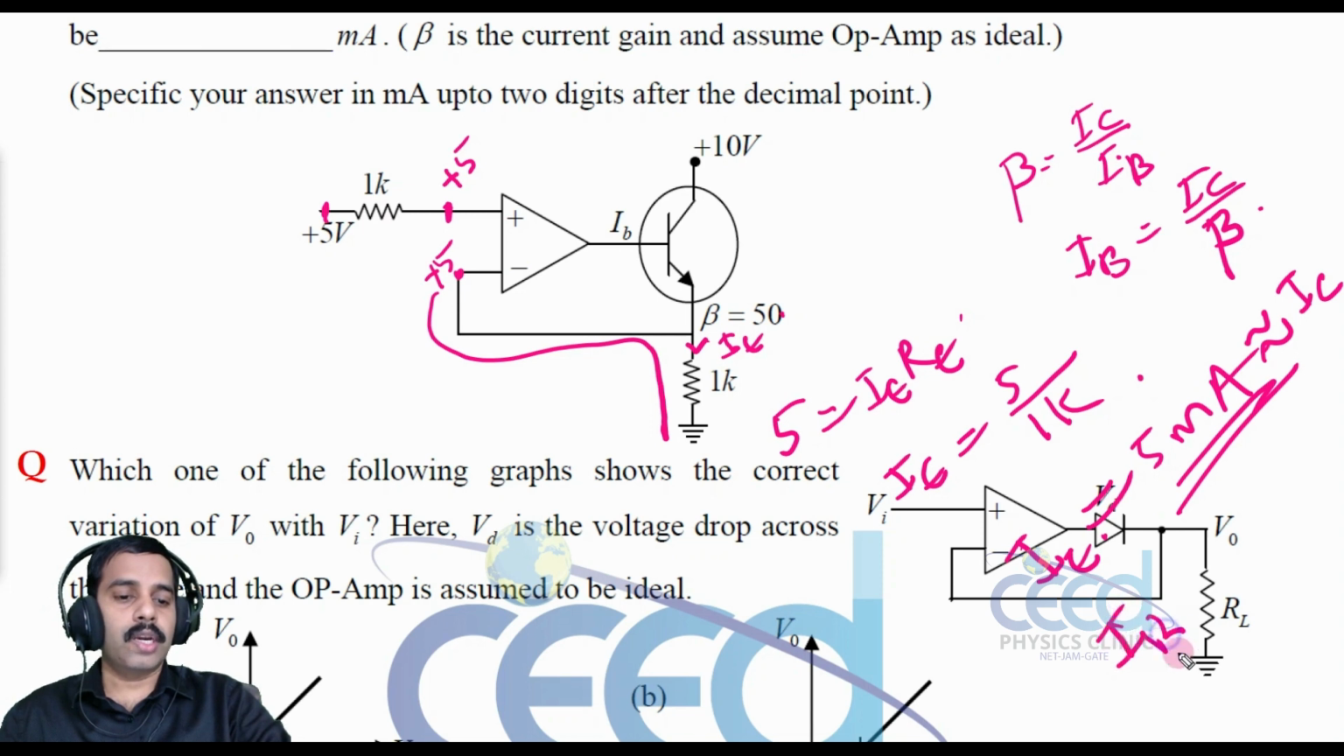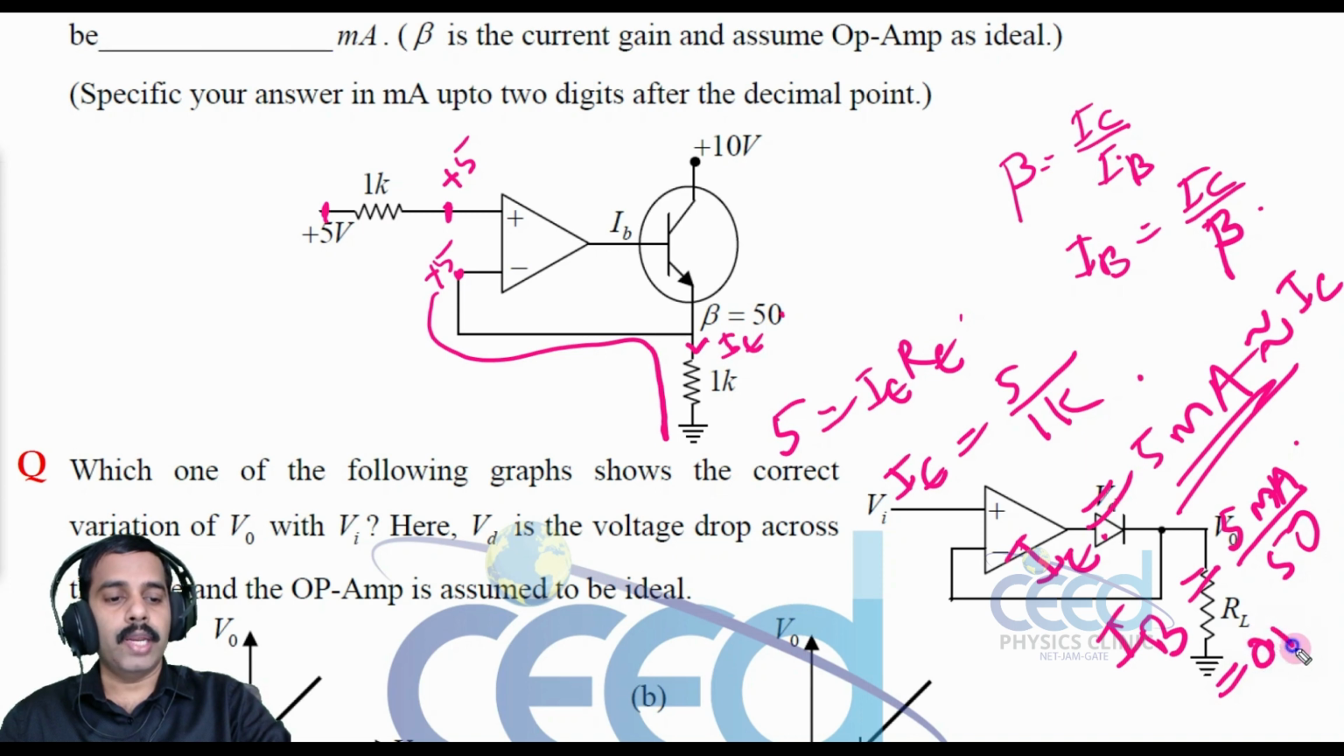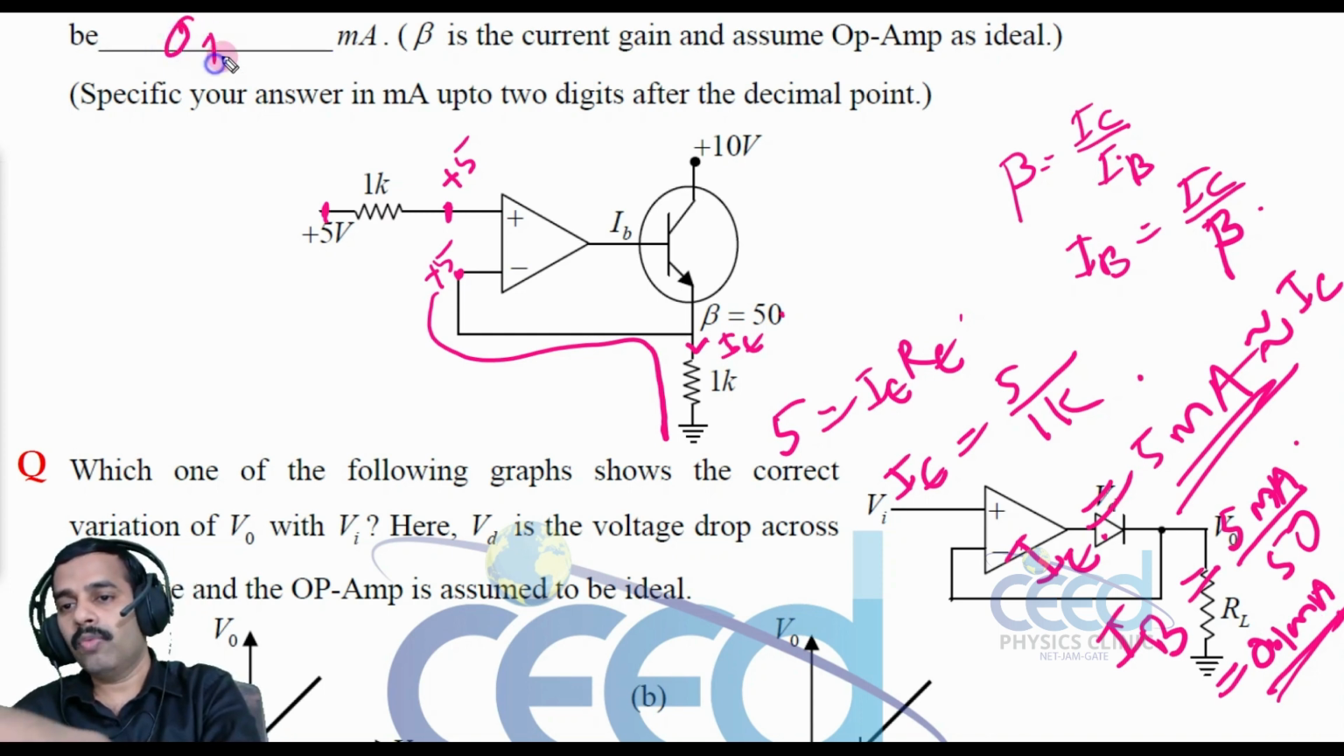So what is the base current? Base current is equal to 5 milliampere divided by beta, that is 50. So that is 0.1 milliampere. All right, so that will be the answer, 0.1 milliampere.